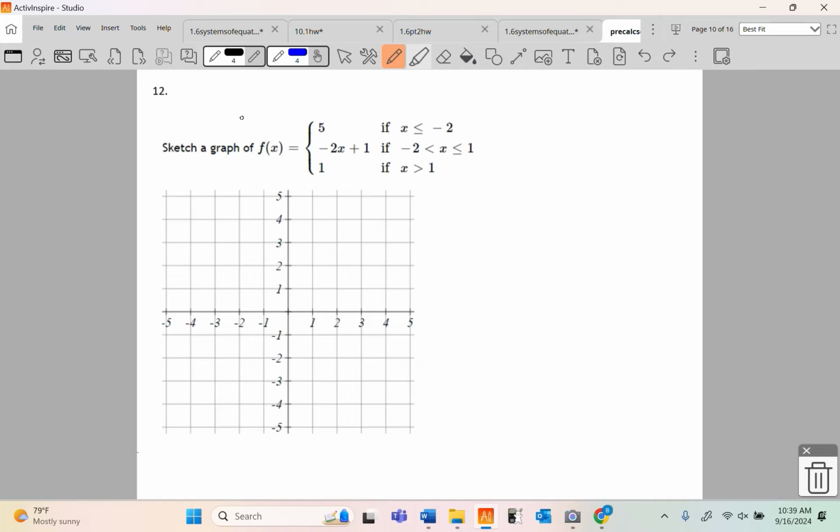But anyways, sketch a graph of this piecewise function. This was something that was on the last test and y'all didn't do so hot on. Try again, right? There's a couple of you that still don't know your mom functions.